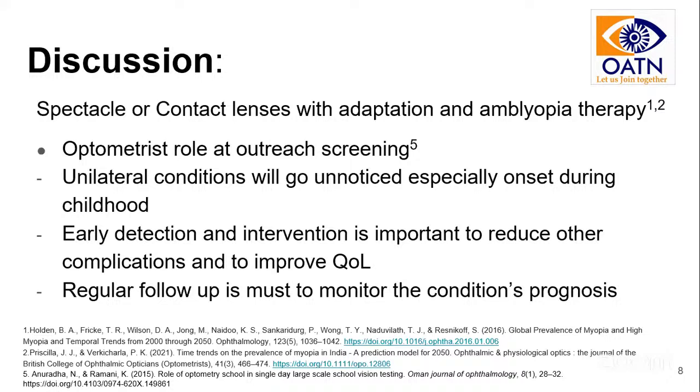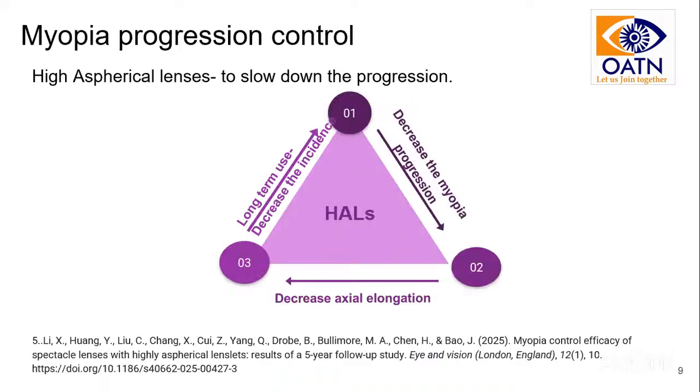Moving on to discussion. Spectacle or contact lens is the first line of management for high myopia to prevent amblyopia. In unilateral high myopia with amblyopia, spectacle or contact lens along with amblyopia therapy is effective. Early detection and intervention are important to reduce other complications and to improve quality of life. Regular follow-up is a must to monitor the child's visual prognosis. High aspherical lenses can be used to slow down the progression of myopia.